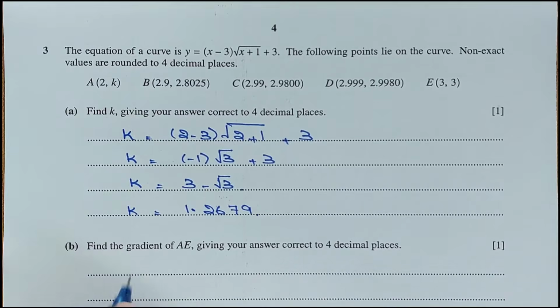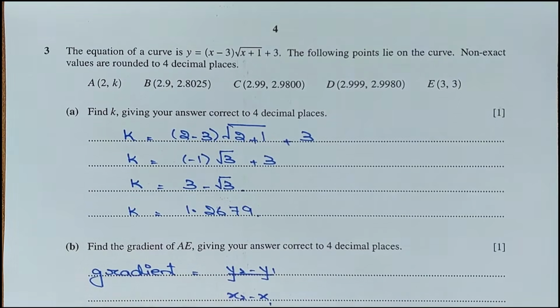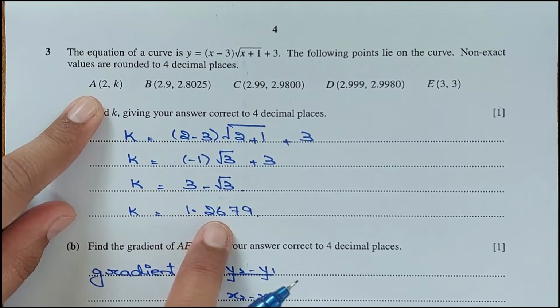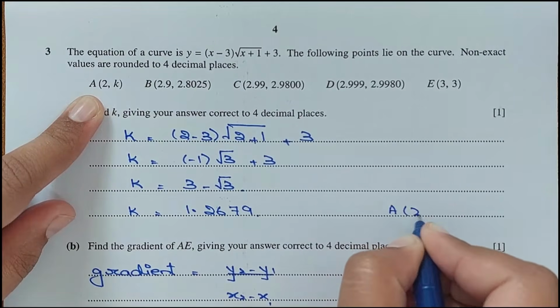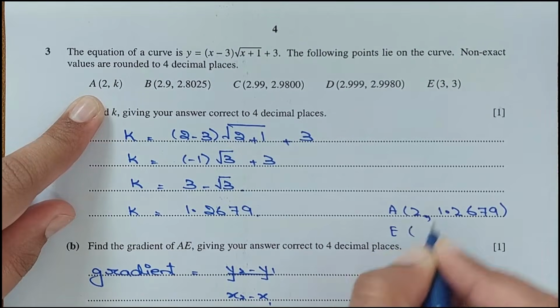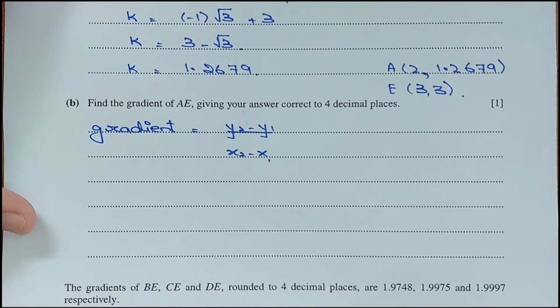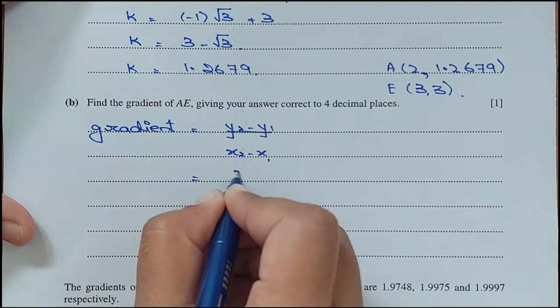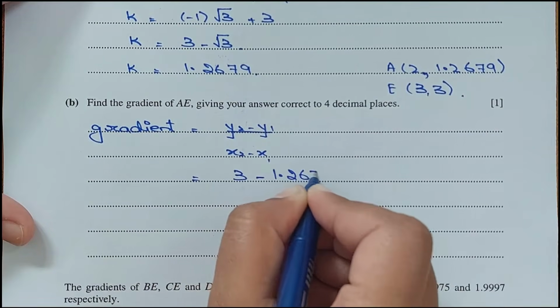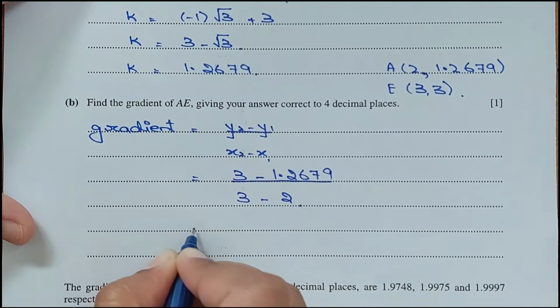So the gradient of AE, the formula is y2 minus y1 over x2 minus x1. We have a point A which is 2 and 1.2679, and the point E we have is 3. So for AE, y2 minus y1 is 3 minus 1.2679, over x2 minus x1, which is 3 minus 2. 3 minus 2 is just 1.